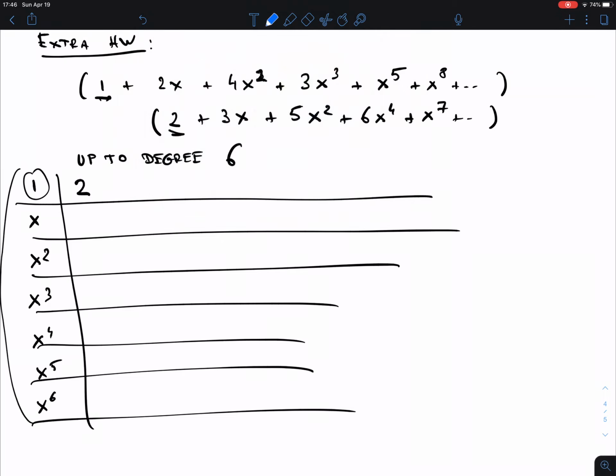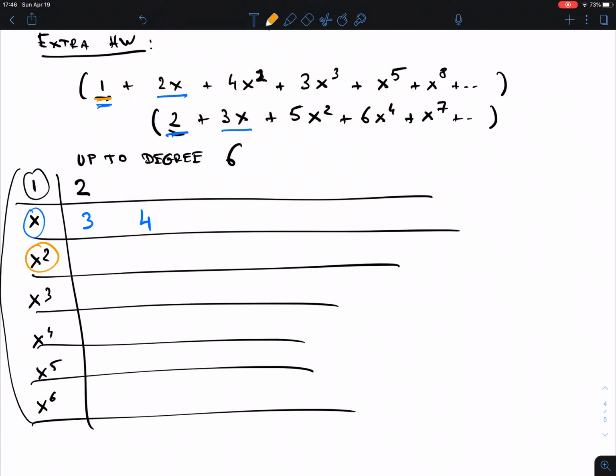Okay, so let's go to power x. Well, I can use this 1 together with this 3x, and that will give me a power x. So the product of the constants is 6, not 6, 3. But there's also this 2x, which I can combine with this 2, so that would be 4. And then this is too high, I cannot do this anymore. Okay, so next, let's go to x squared.